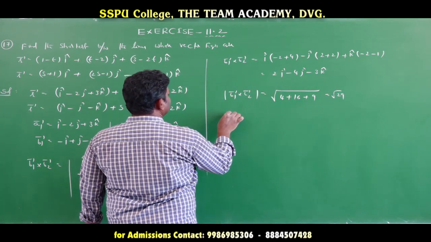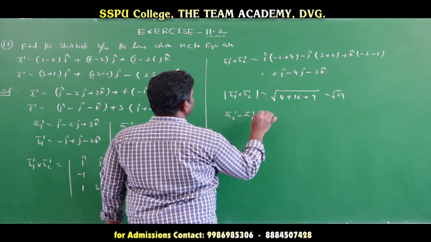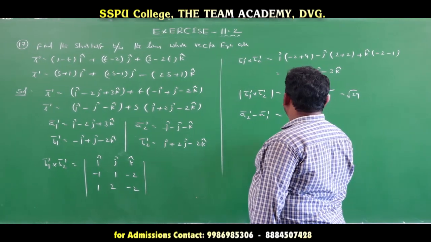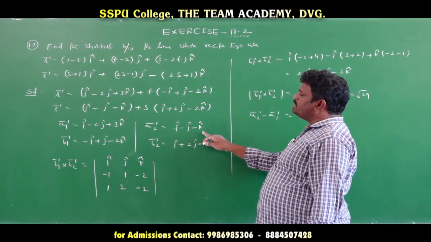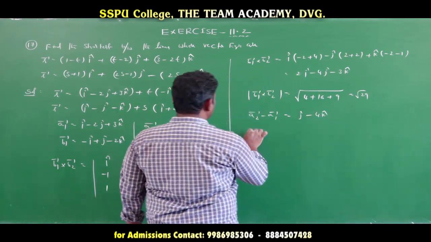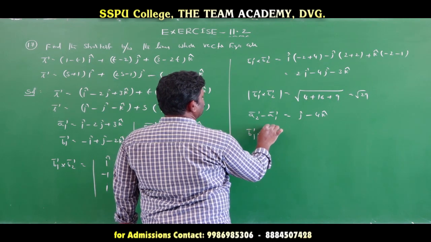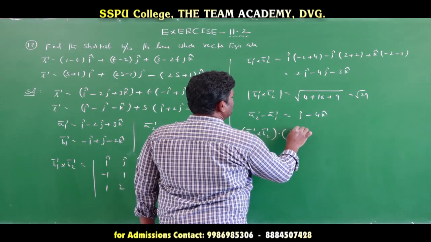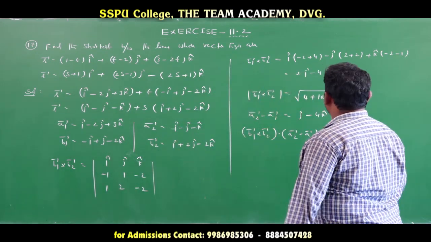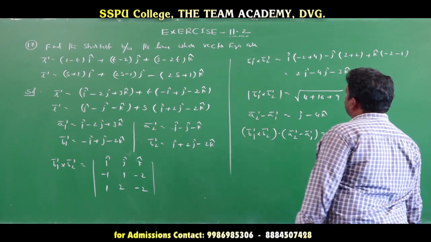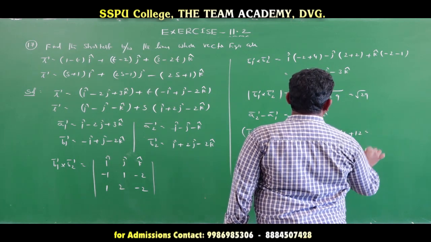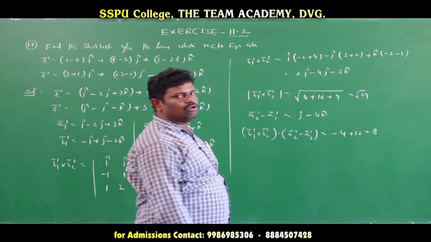Next a2 bar minus a1 bar, a2 bar minus a1 bar. Here see already i there, i minus i cancellation, minus j plus j, so j value. Next minus k plus minus 3k, minus 4k value. Now these two dot product, b1 bar cross b2 bar dot this value a2 bar minus a1 bar is equal to b1 bar cross b2 bar vector, this one a1 bar, these two i not there, 0, so minus 4, this value minus 4 minus into minus plus 12 is equal to 8 value. This value is equal to how much, 8.